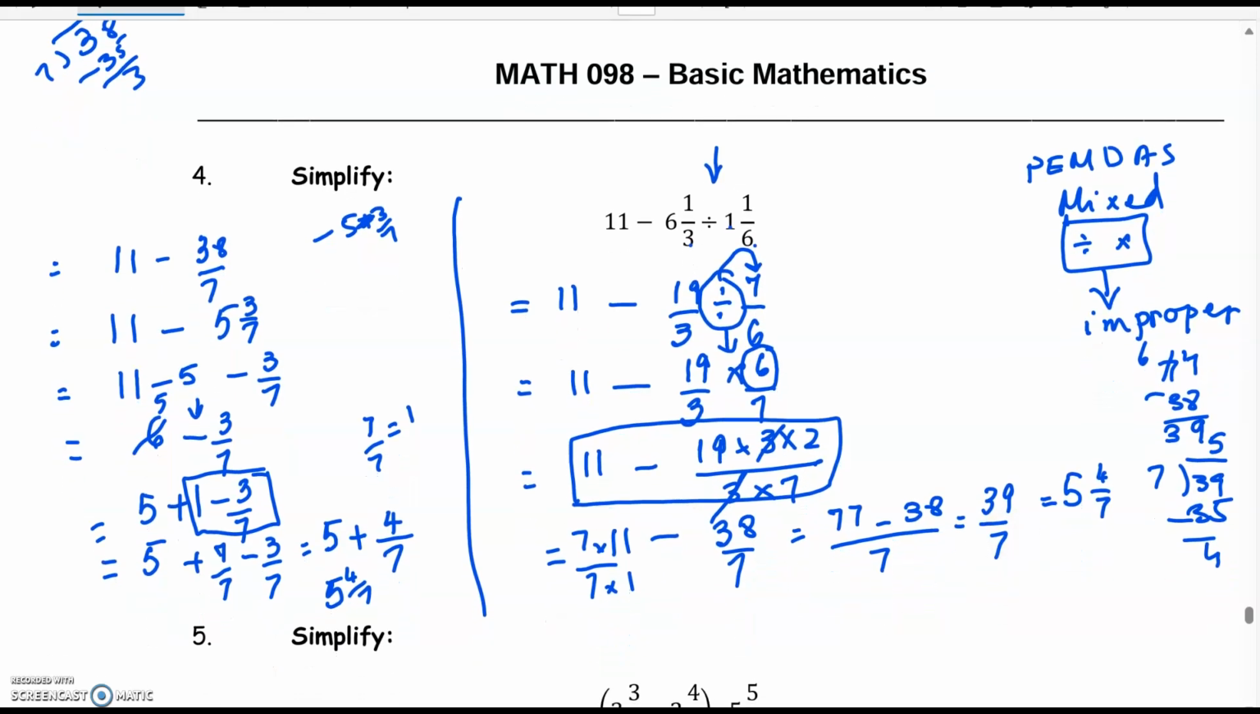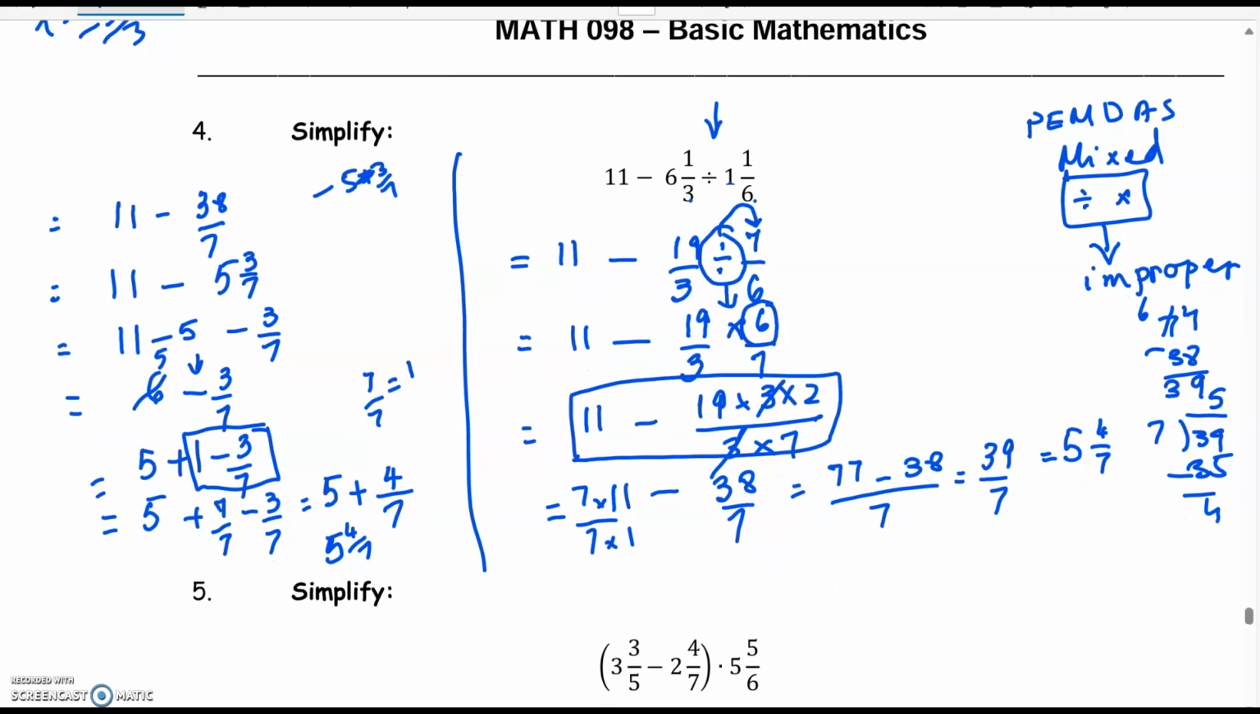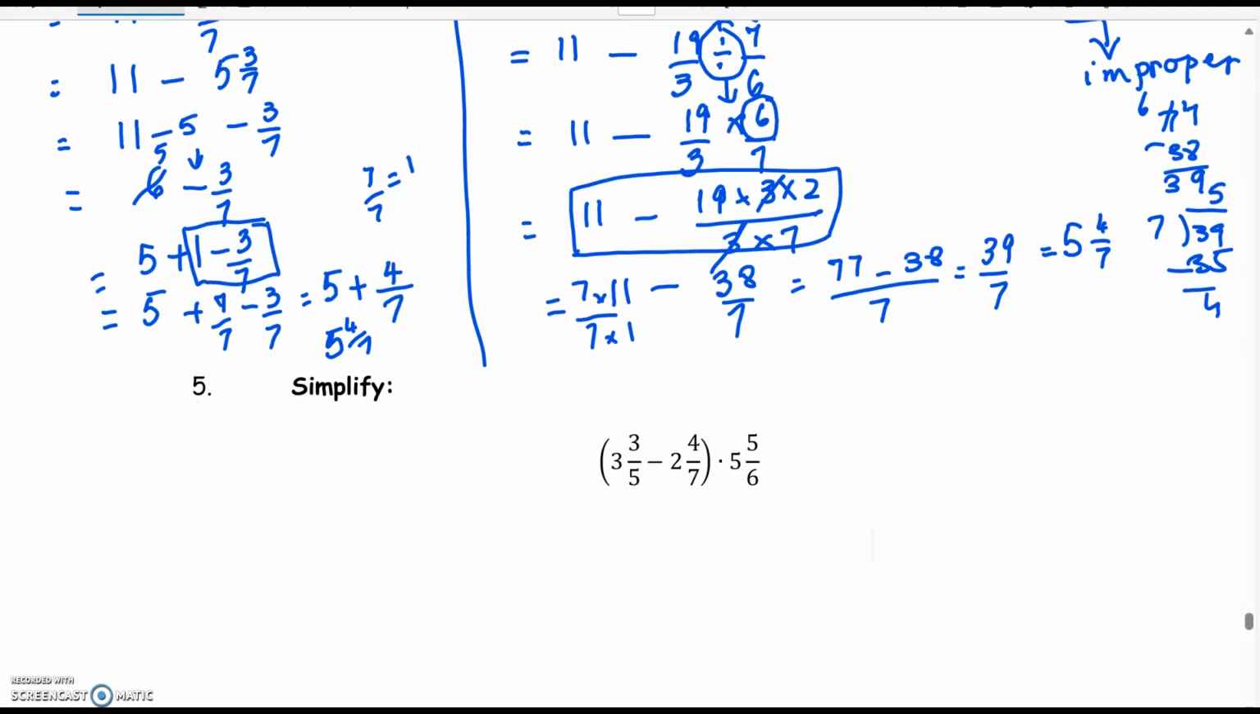Here we kept the mixed fraction form at the end, and here we just took a common denominator. But if the numbers are large, this method is preferable.